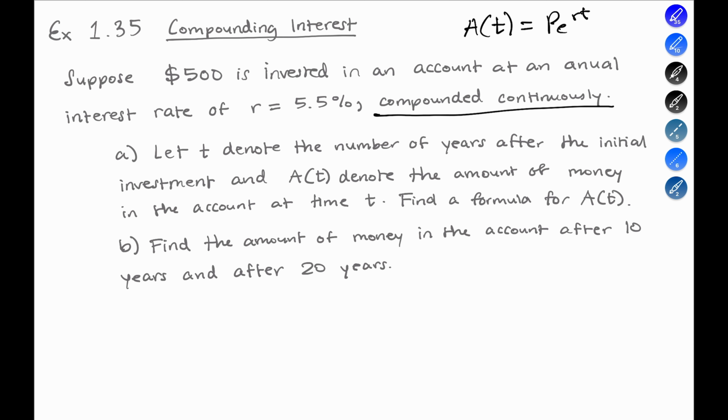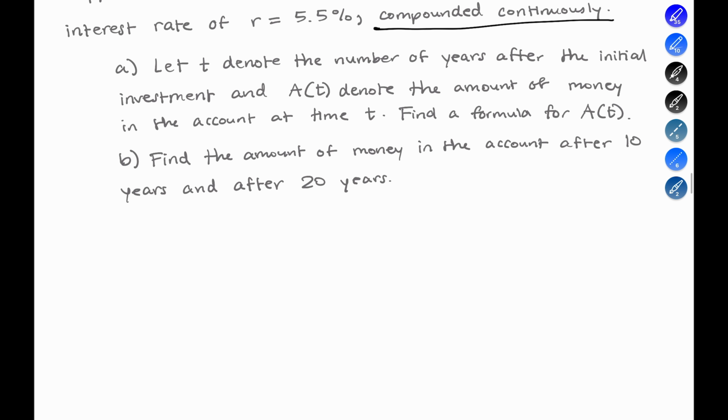So now let's read A. It says, let t denote the number of years after the initial investment, and A of t denote the amount of money in the account at time t. So find the formula for A of t. So let's do that right now. For A, they want us to find a formula for A of t.